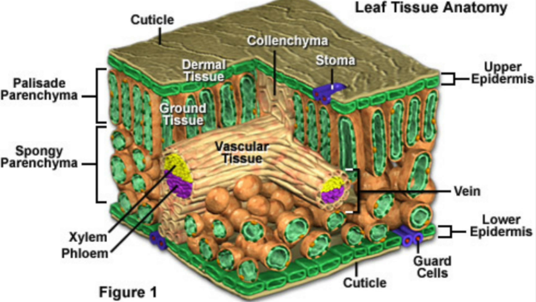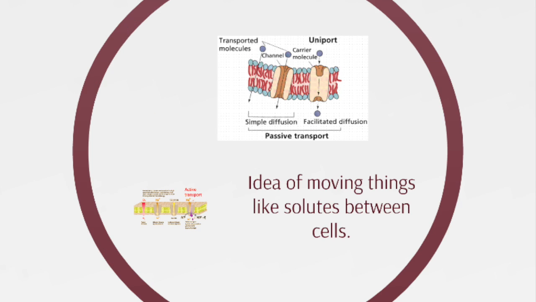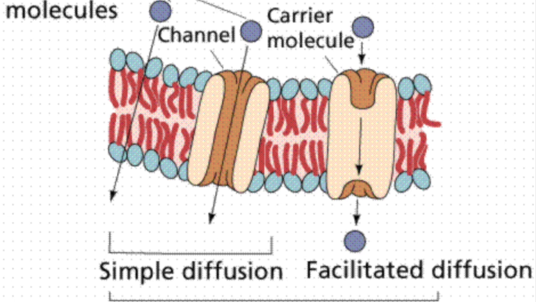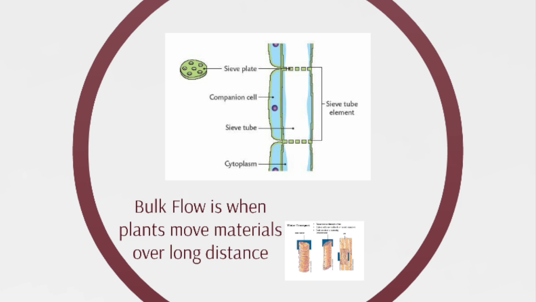Moving on, we will lay out how plants are able to transport materials within the plant. There are several ways in which plants move water and minerals. First is the idea of moving things like solutes just between cells. Just like other organisms, plants utilize passive and active transport to get minerals in and out of the cell. Plants also have to move materials over long distances in the plant, a process called bulk flow.